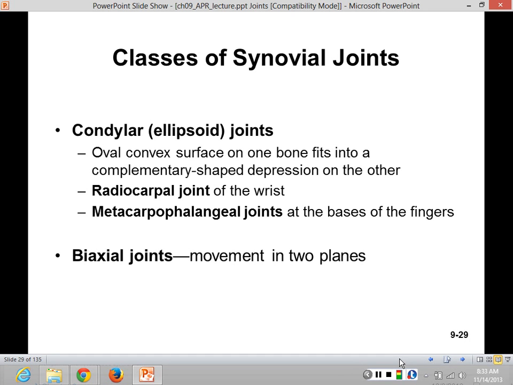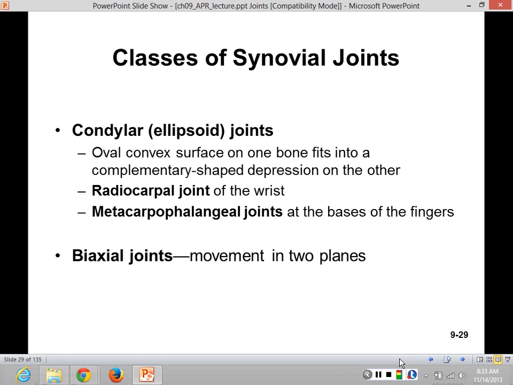What does radiocarpal mean? What two bones are articulating? Yep, the radius and what? The carpal bone. It's a biaxial joint, as you can see, because it moves in only what? Two planes.